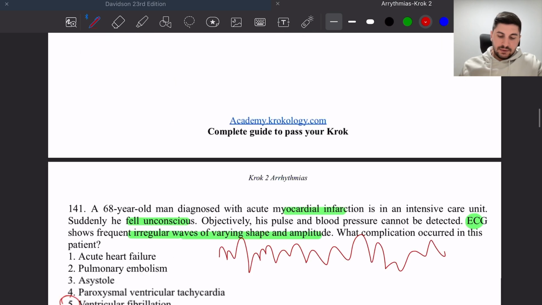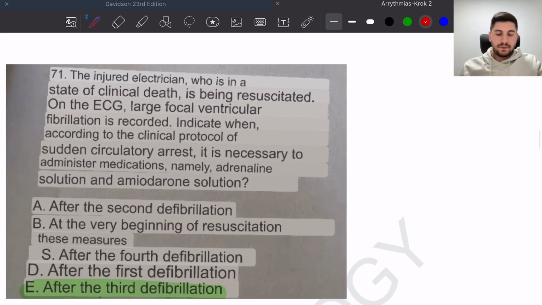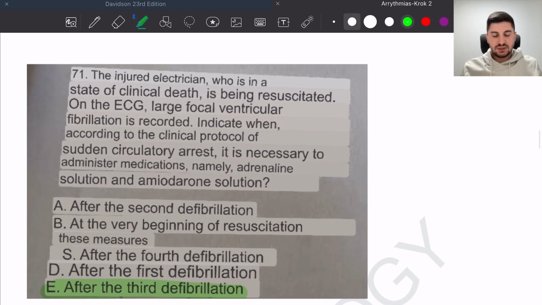So this is a detail they brought in the last exam, that here we see an injured electrician who is in a state of clinical death being resuscitated. When the ECG records ventricular fibrillation, according to the clinical protocol for sudden circulatory arrest, it's necessary to administer medications, namely adrenaline and amiodarone solution.